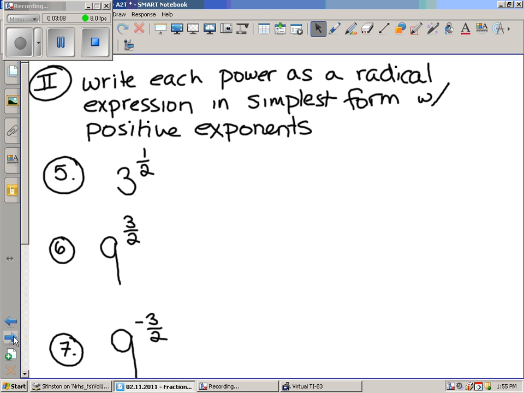All right, last part of our lesson. Now we have to go the opposite way. Now I give you exponential powers, and you have to convert this to radicals. Time to go. Time to go. Sorry, we got distracted again. We got to make sure we finish.